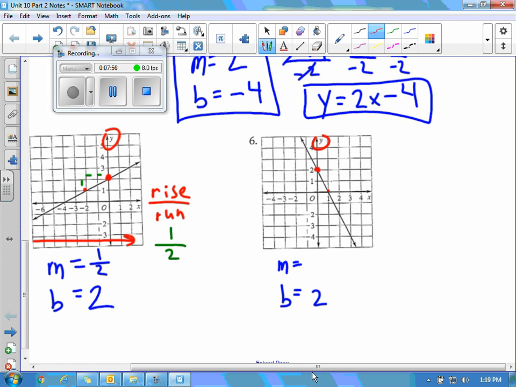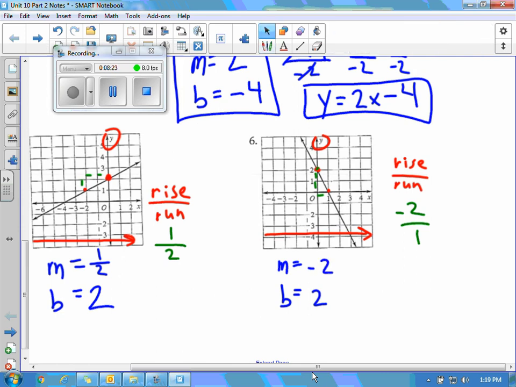Now I need a second point so that I can find my slope. I'm going to pick this point right here. So again, to find the slope, I want to do the rise over the run. I'm going to go from the left to the right. So that means I'm going to start at this point up here at 0, 2. My rise is actually negative 2. I'm going down 2. My run is a positive 1. So my slope in this case would be negative 2.